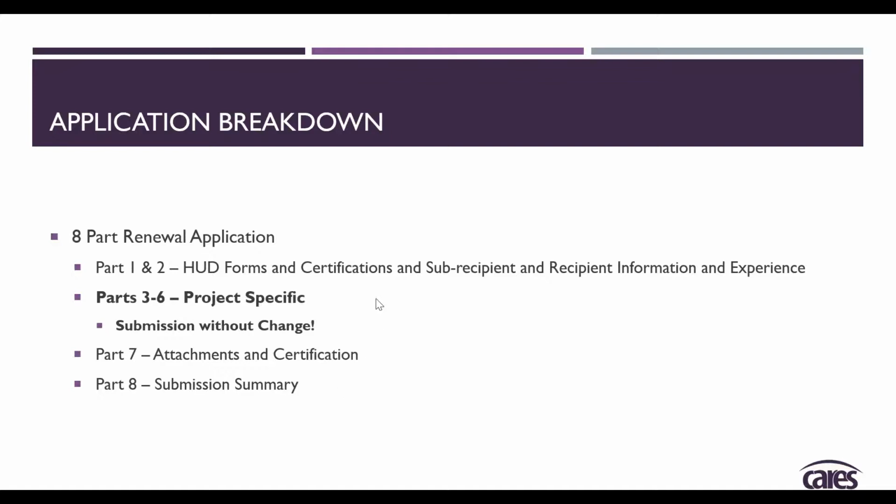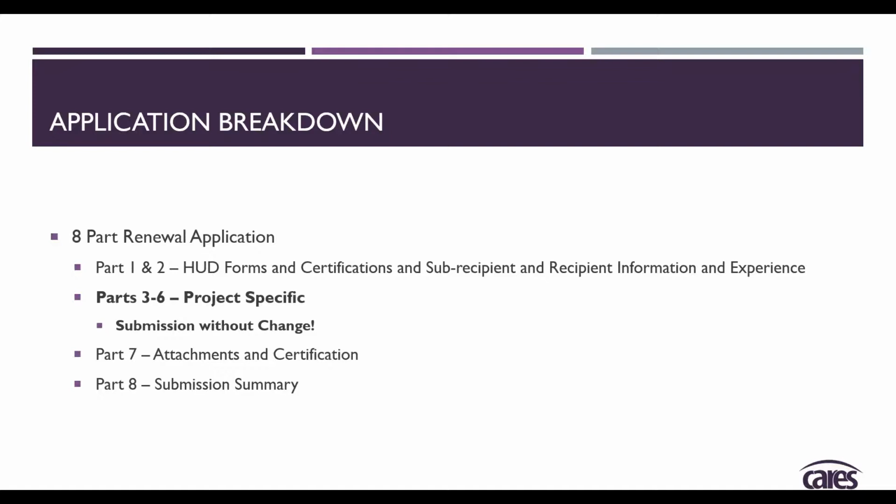Okay, the application breakdown. So the breakdown doesn't look different than it has in the past. So you have 8 parts of the application. Parts 1 and 2 have increased a little bit because now the HUD forms that used to be within your applicant profile are now pulled into your application, but the parts are still the same. So parts 1 and 2 are the HUD forms and certifications, and then if you have any subrecipient and recipient information that you're required to populate. The majority of that is already pre-populated, so that's easy.